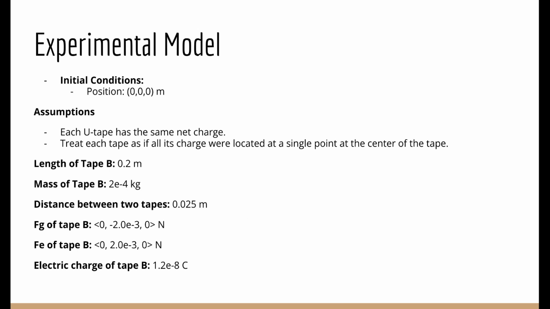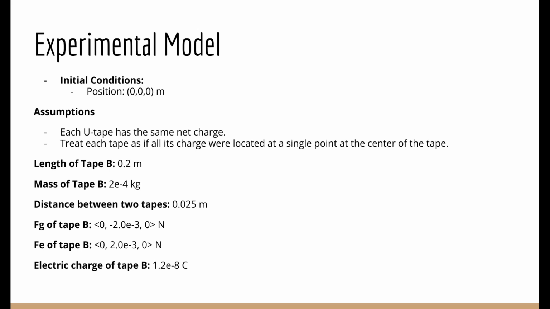As shown above, the force of gravity of the tape and the electric force of the tape are opposite and equal, both being the magnitude of 2 times 10 to the negative 3 newtons. The gravitational force was found by taking the mass of the tape multiplied by the acceleration of gravity. Newton's third law was used to find the electric force. As mentioned before, it's the equal and opposite reaction.